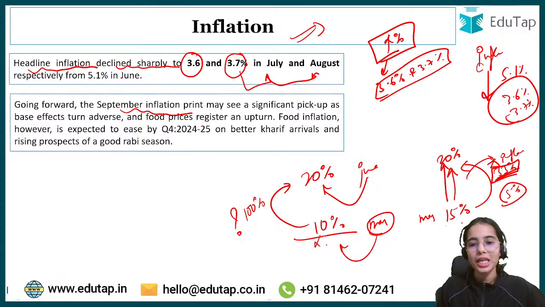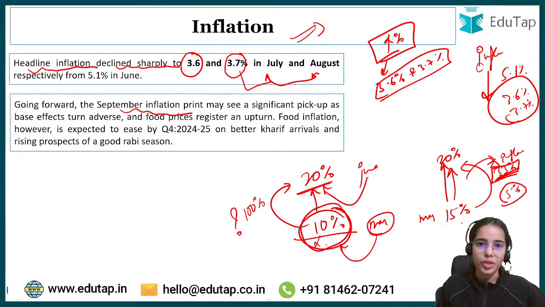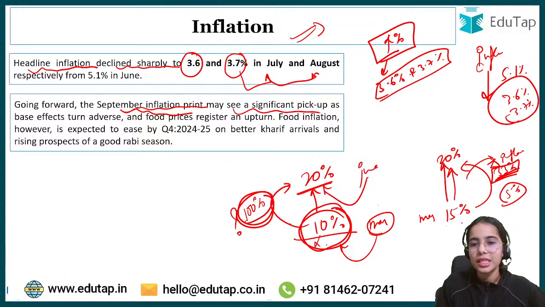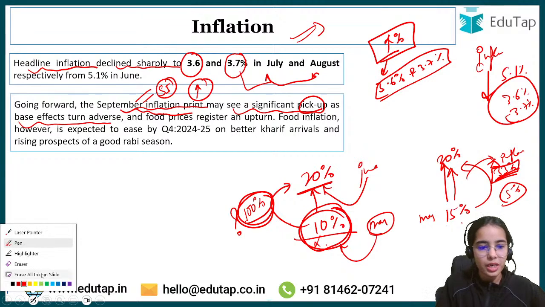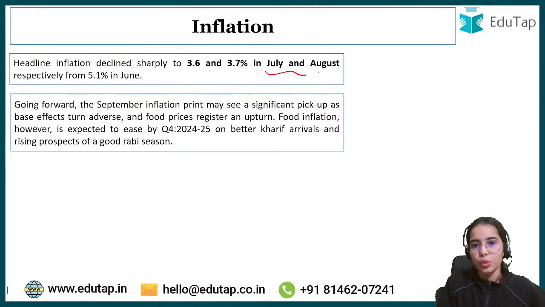So you can see that if we have a lower base, then the same increase is by a higher percentage. Okay, so going forward, the September inflation print may see a significant pickup. The September inflation will be seen at a higher percentage because of the base effect, because we will compare it with your July and August.